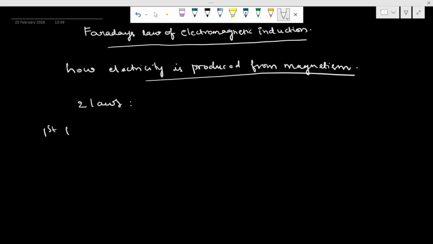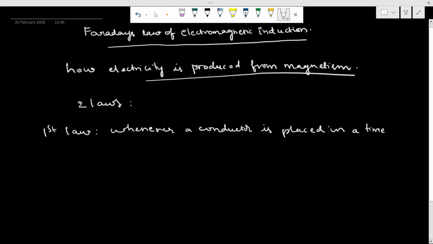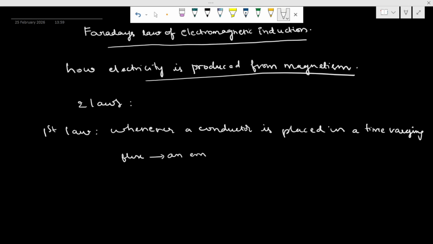First law. Whenever a conductor is placed in a time varying flux, an EMF is induced in the conductor. Okay, this is the statement of Faraday's first law. Whenever a conductor is placed in a time varying flux, an EMF is induced in the conductor.